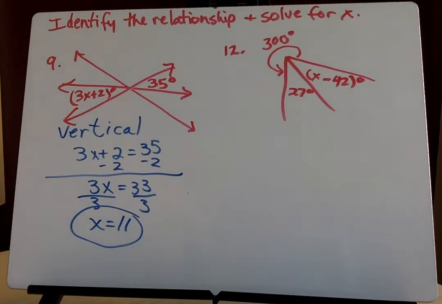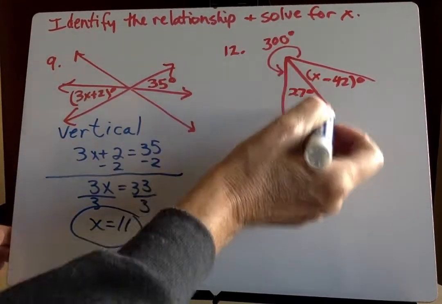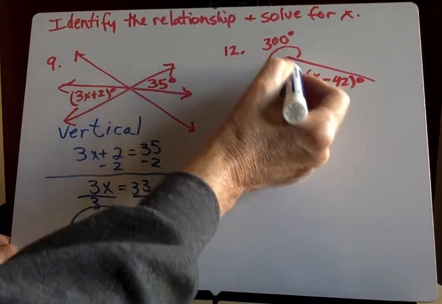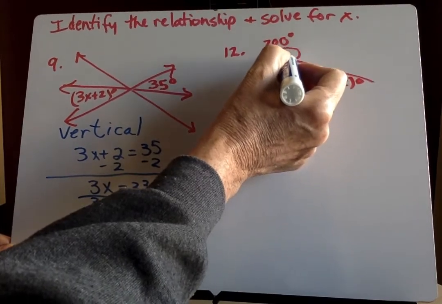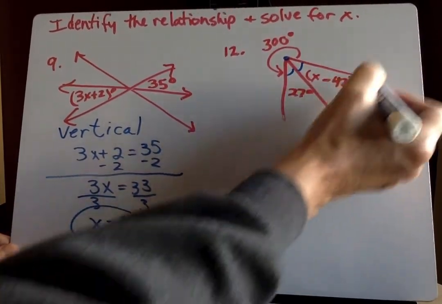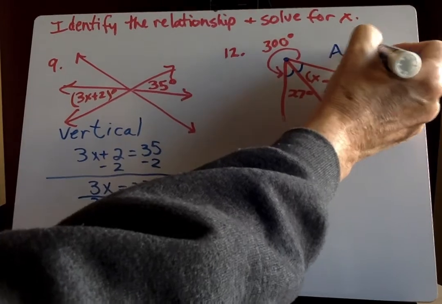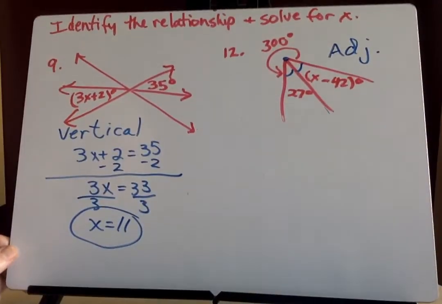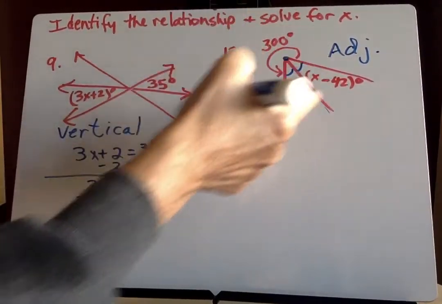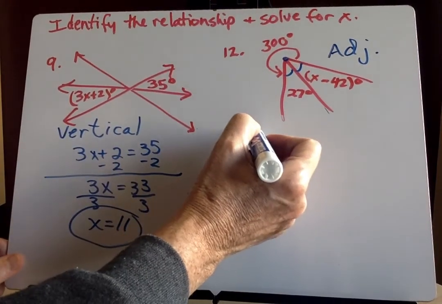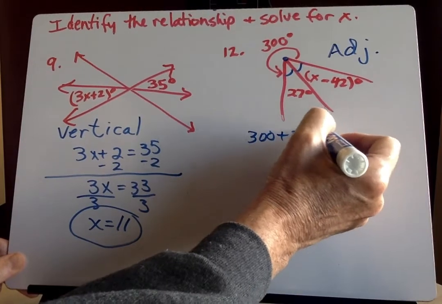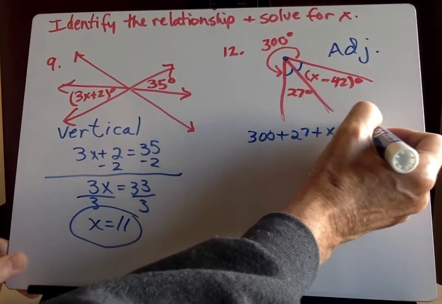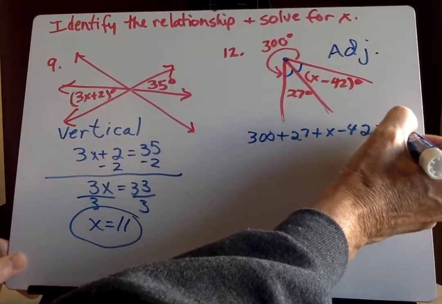The last one I'm going to do for you is number 12. And I don't see intersecting lines, and I see that they share a side right here, and they share the vertex right there. So these have to be adjacent. And ADJ is good for adjacent. Now, we know that all of it together equals 360. So I'm going to go 300 plus 27 plus x minus 42 equals 360.